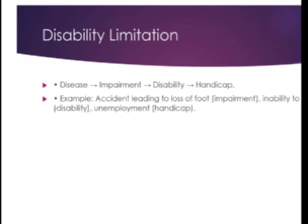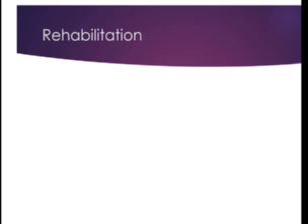Because of the accident a person becomes impaired, because of losing a limb, or losing eyesight, or anything. If he loses eyesight, that becomes an impairment. And because of losing eyesight, he cannot see, he becomes blind. It might be partial blindness or total blindness, and because of that he is denied a job. That becomes a handicap. So that is disability limitation.